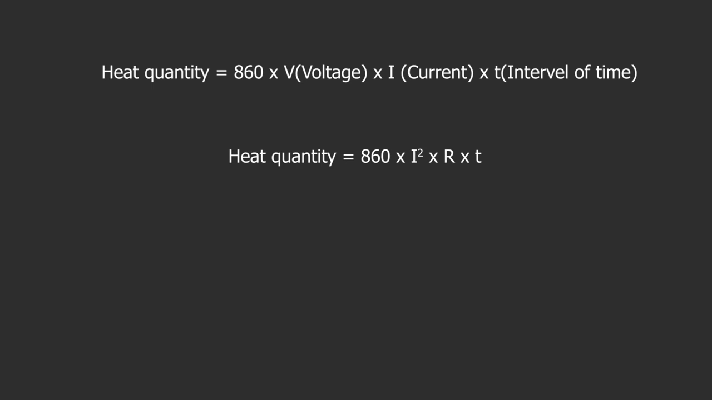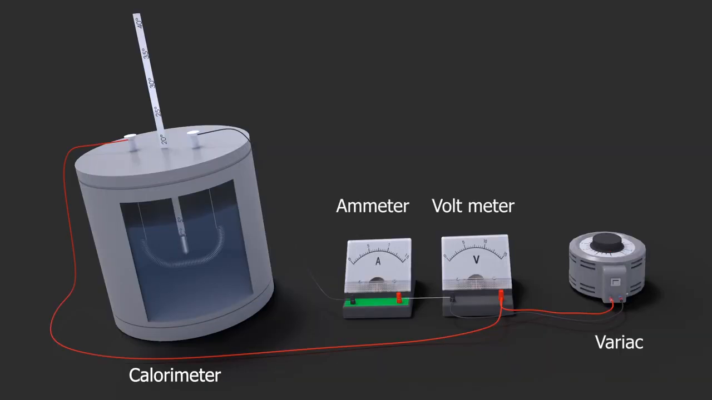This is called Joule's law. Heat quantity depends on voltage, current, and interval of time. From Ohm's law, V, voltage, equals I, current, times R, resistance. Therefore, heat quantity is equal to 860 multiplied by I to the power of 2 multiplied again by R times T. Heat quantity depends on current squared times resistance and interval of time.